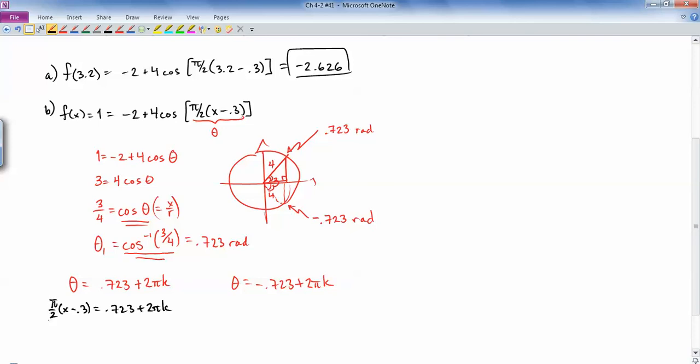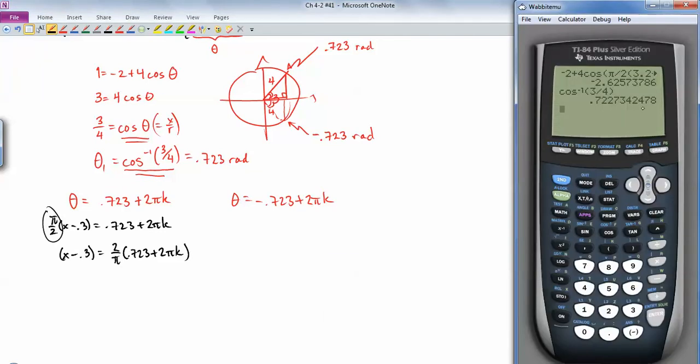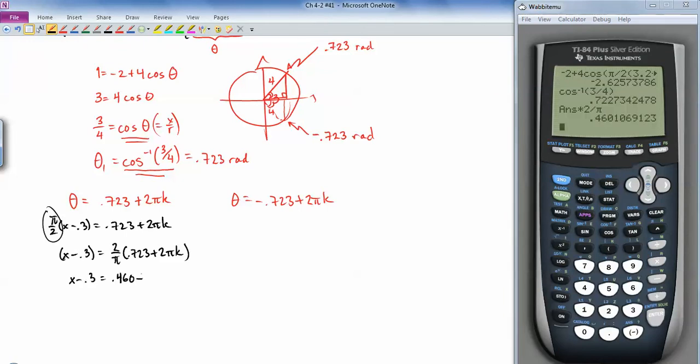So now what I need to do is multiply both sides by 2 over pi to get rid of this. So it's x minus 0.3 equals 2 over pi times 0.723 plus 2 pi k. And so then that's going to be, let's see here, this times 2 over pi. So that's 0.460. So x minus 0.3 equals 0.460 plus 2 pi k times 2 over pi. So that's just 4k. And then add the 0.3, and we get 0.760 plus 4k. So there's one set of solutions.